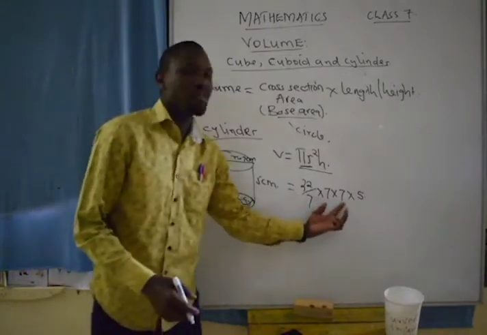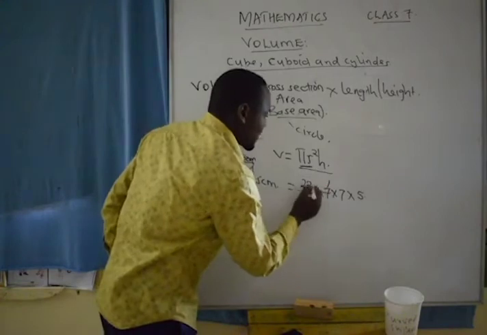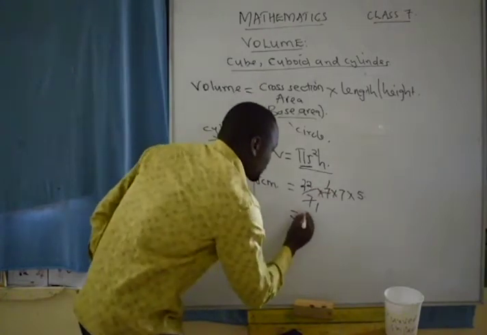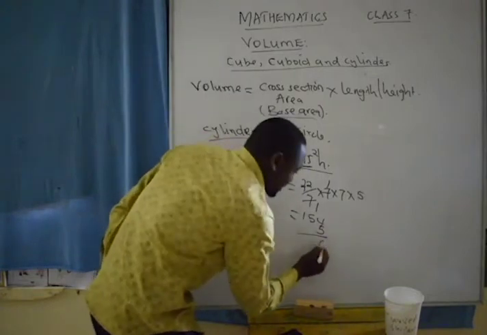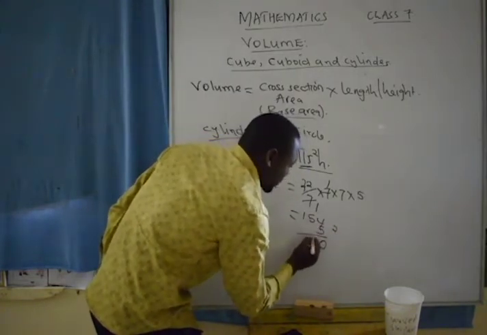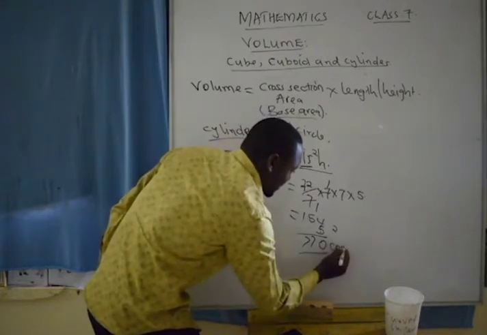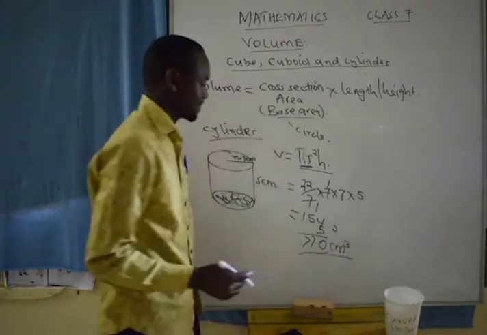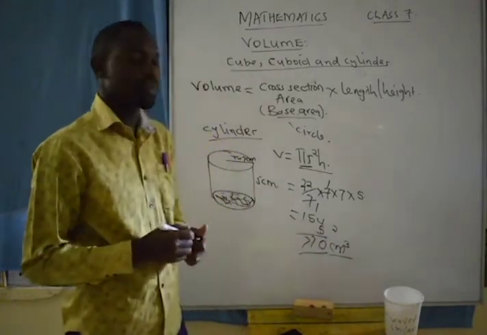Pi r squared, whereby this is the area of the base, times height. 7 over 7 cancels. 7 times 22 is 154, then multiply by 5. That is 770 cubic centimeters.